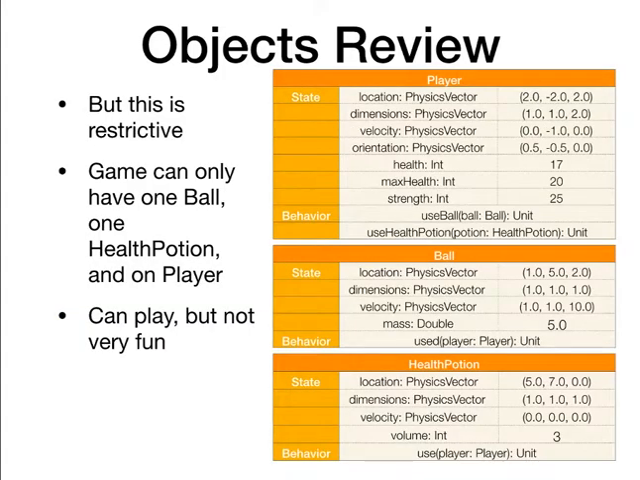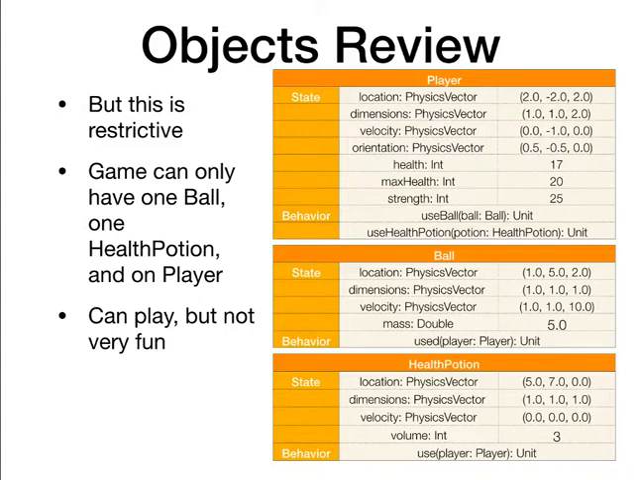So we have these three objects, but this is extremely restrictive. We can make a game with this. We can do this and make the game, and we'll probably get away with this player object, but we define ball and health potion as objects, which means we can only have one of them, one of each, in our entire game, which isn't going to make for a very interesting game.